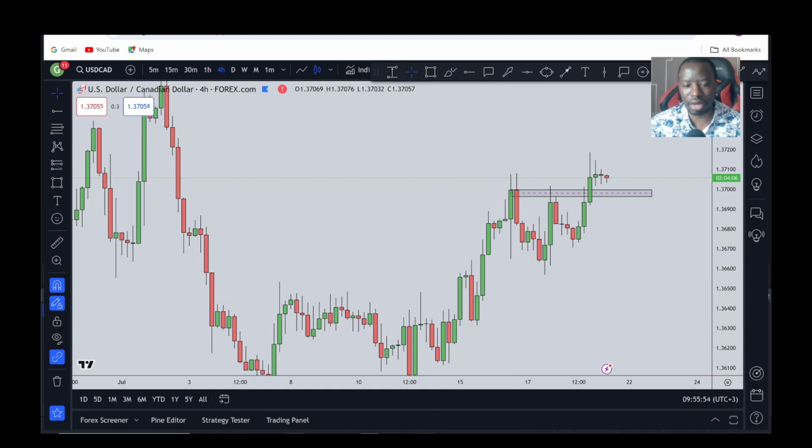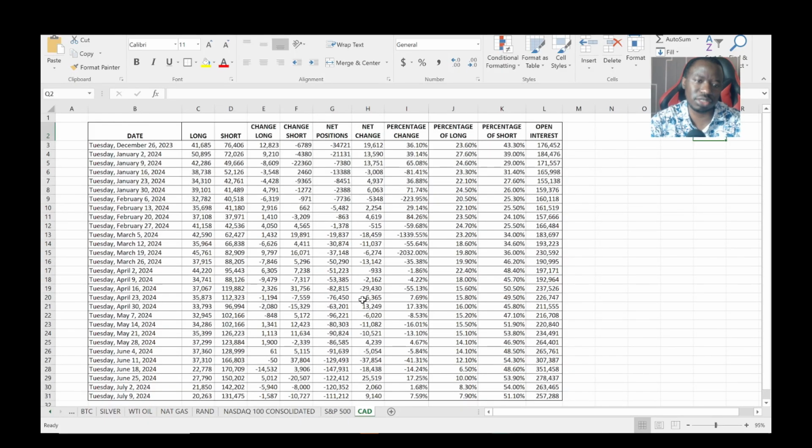And to do that, we'll look at the commitment of traders data. This is data that these institutions are required by law to submit to the CFTC, which is the regulatory body in the USA. So this is the latest update that I have of the COT data, specifically on the Canadian dollar. And remember, every currency on the spot market is traded against the US dollar. So these positions are against the US dollar.